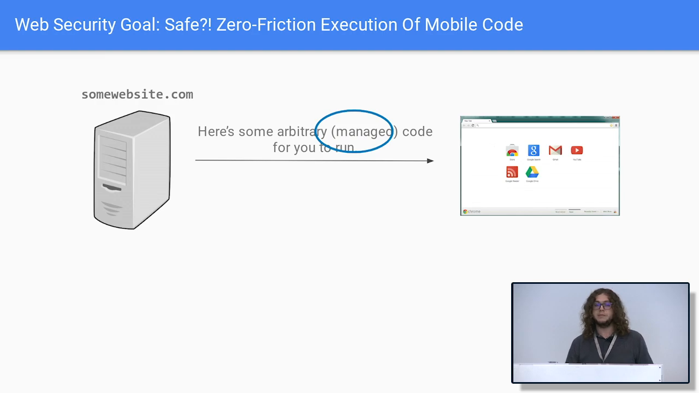In this case, managed means that the code is memory safe, the JavaScript is memory safe, in theory at least. As you can see, if you attend Security 201, there are bugs sometimes that make this not to be the case. The code is garbage collected, and the code is not arbitrary machine code running on your computer. That is, it's not native code running on your computer. It's running inside Chrome, and Chrome can decide what runs and what shouldn't.